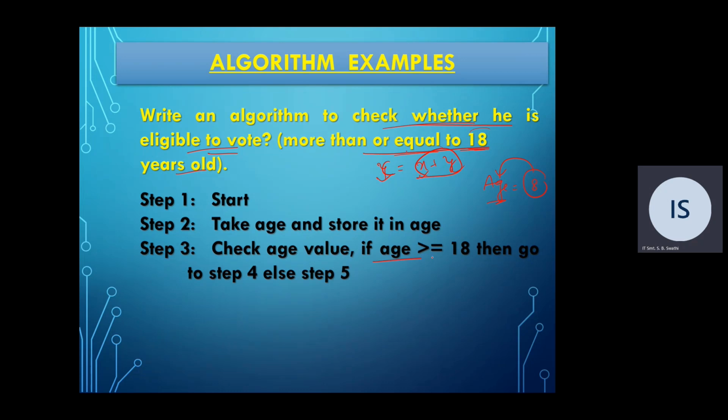Then check the age value. If it is greater than 18, then go to step 4. So that means we are suggesting some conditions. If it is greater than 18, that means if the condition is true, then execute the statement present in step 4. Else, step 5. Else means, if this condition is false, if this condition is not met, that means the person is below 18. So then go to step 5.